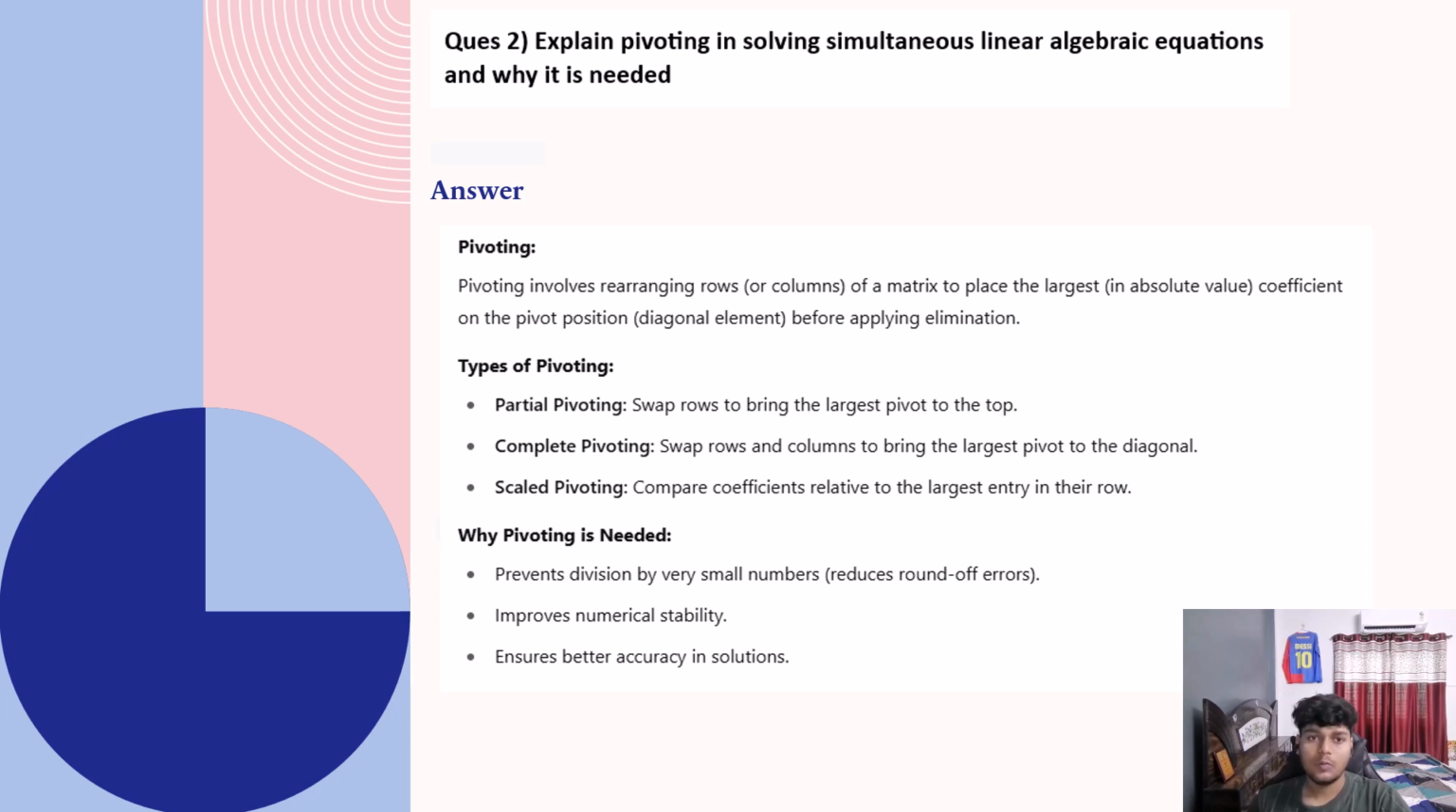Pivoting is crucial for robustness, especially in real-world applications like circuit analysis or structural engineering, where matrices can be poorly scaled. I have included an example in my slide showing how a small pivot leads to error and how pivoting fixes it. So now let's move to the next question.